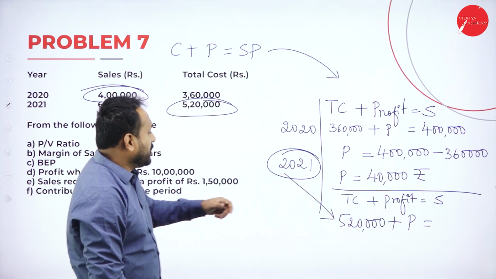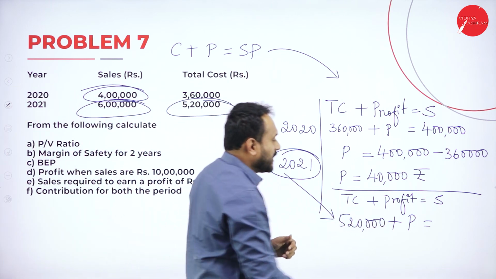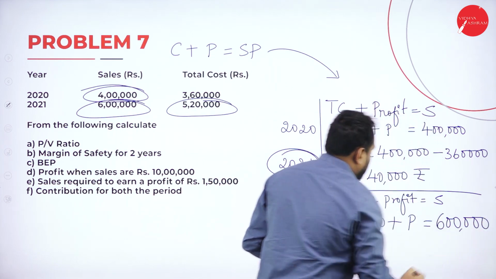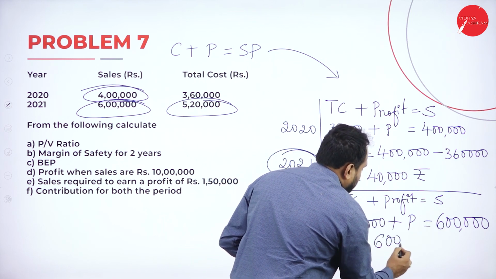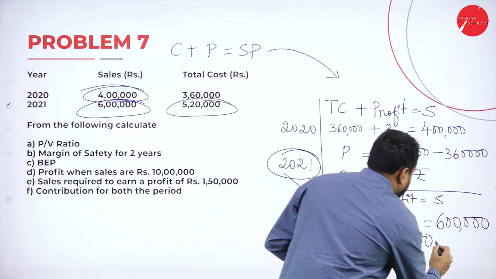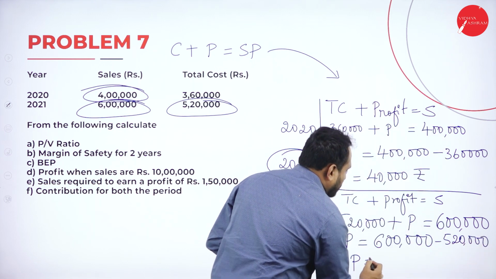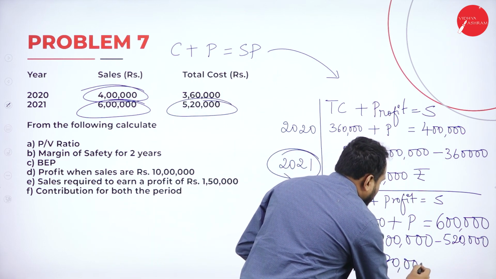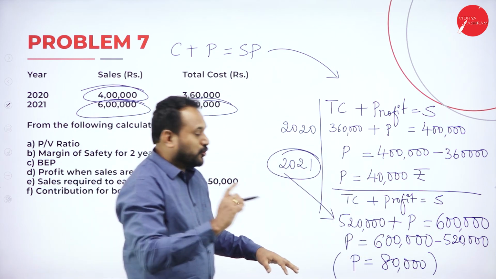Now let's go with profit, because sales is the bigger amount, so definitely I'll get profit. So here I'll write 6 lakh. Now profit is equal to 6 lakh, and this 5,20,000 will go that side, that means minus 5,20,000. Now what happened? P is equal to 6 lakh minus 5,20,000, which is 80,000. So I have my profit as 80,000. My profit is 80,000 rupees.